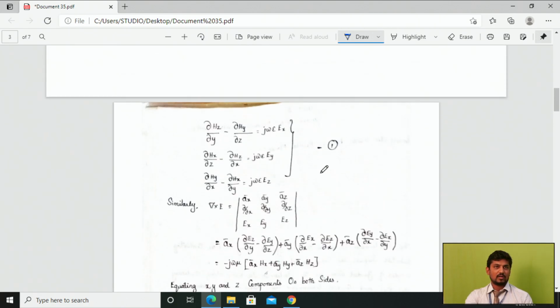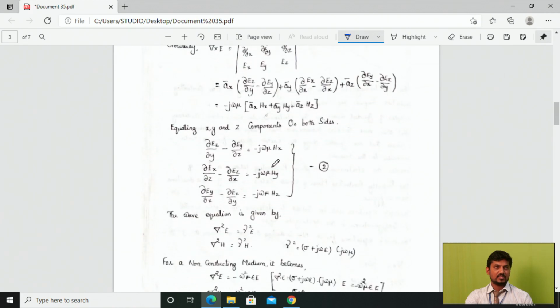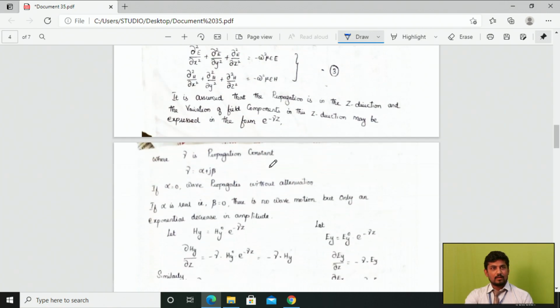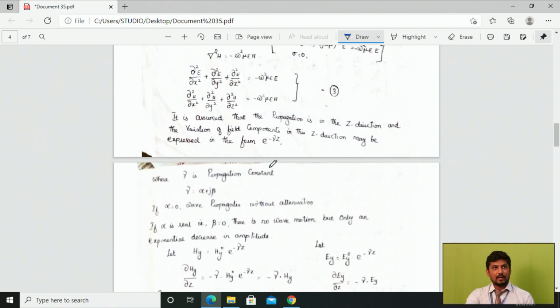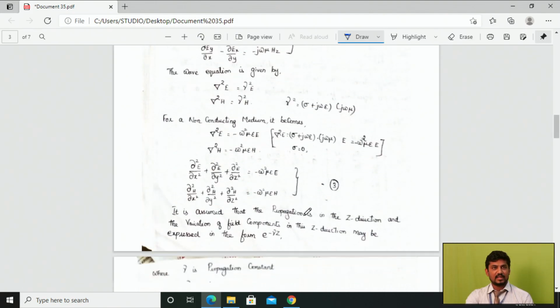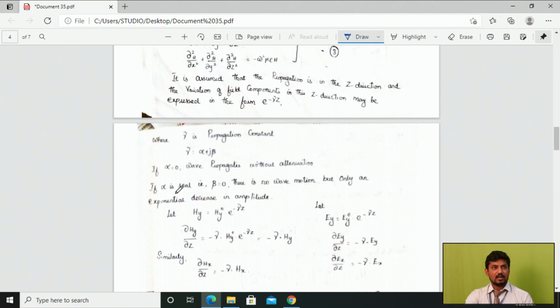See, equation 1 gives 3 equations, equation 2 gives 3 equations, and equation 3 gives 2 equations. Totally 8 equations in these 3 equations. Now we will apply 3 conditions in the above equations. Because alpha is real, that is beta equal to 0, there is no wave motion but only an exponential decrease in amplitude.